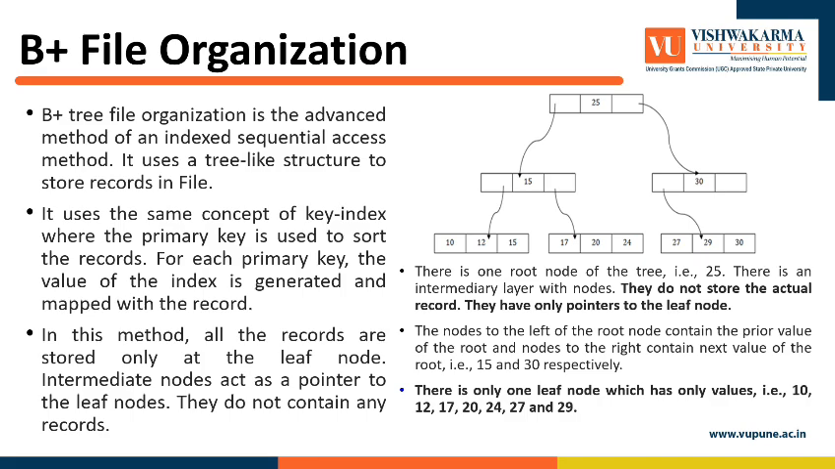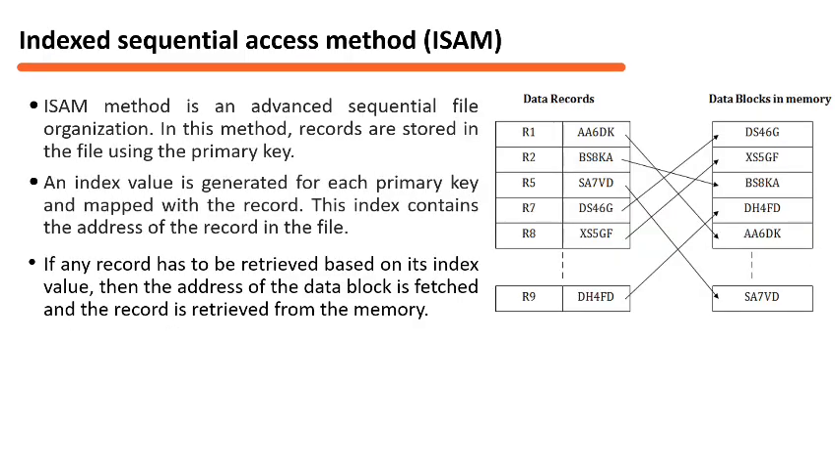Index sequential access method, which is also known as ISAM. The ISAM method is an advanced sequential file organization in which records are stored in the file using the primary key. An index value is generated for each primary key and mapped with the records. This index contains the address of records in the file. If any record has to be retrieved based on its index value, the address of the data block is fetched and the record is retrieved from memory.